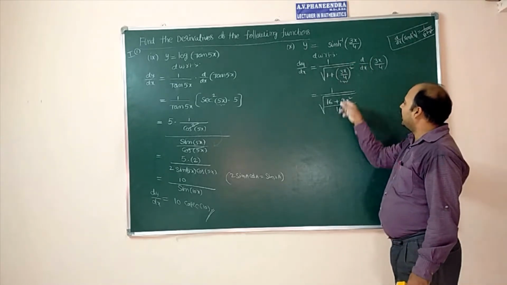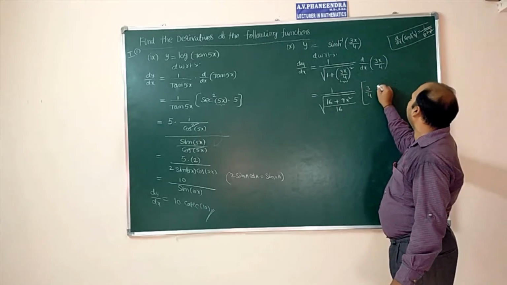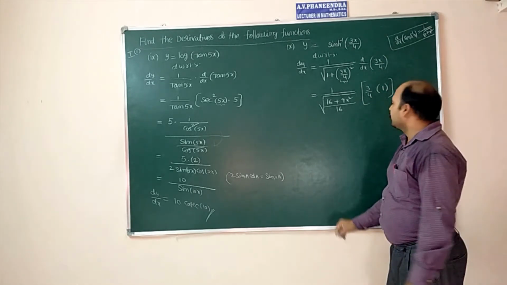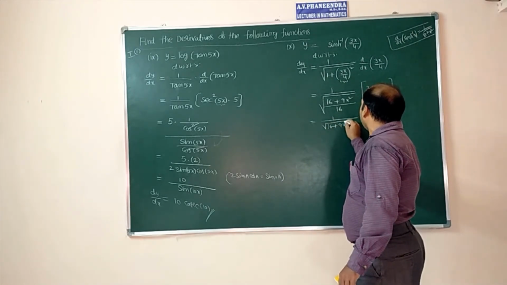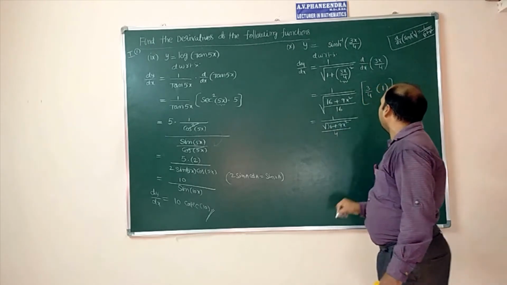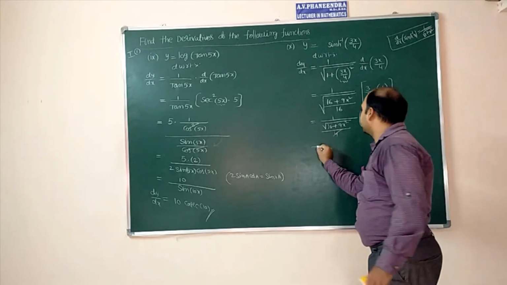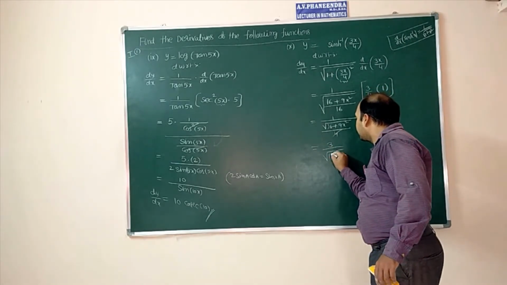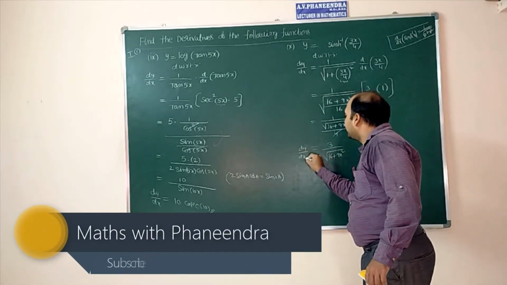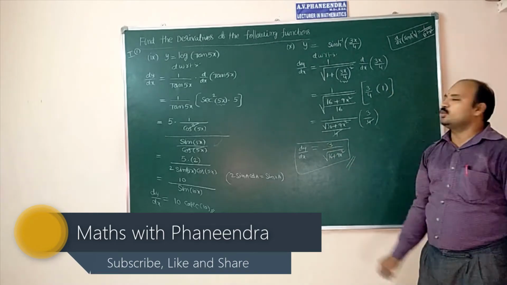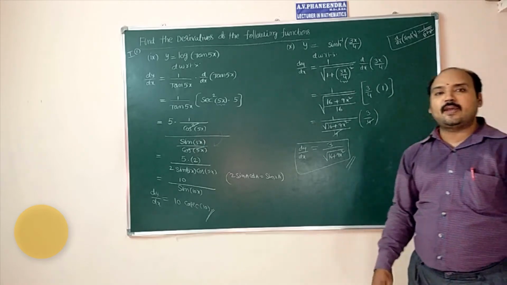9x square by 16 after taking LCM. d/dx of 3x by 4: 3 by 4 is constant, we can take outside. d/dx of x is 1. So which is equal to 1 by square root of 16 plus 9x square divided by root 16 is 4, into 3 by 4. So here 4 gets cancelled. 3 divided by square root of 16 plus 9x square is the value of the given function's derivative dy by dx, equal to 3 divided by square root of 16 plus 9x square.